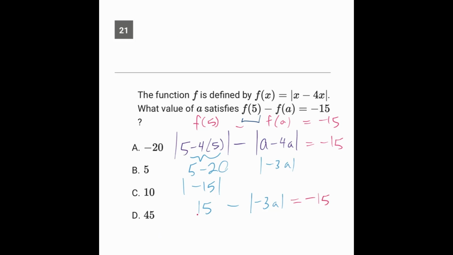And one thing we can do now is take away 15 from both sides to get this part out of here. So right now we have negative absolute value of negative 3a equals negative 30. And in this situation, we have a negative outside of both sides. So we can get rid of that by just multiplying both sides by negative 1. And that's going to give us, I'm going to go ahead and write at the top of the screen, this absolute value equals positive 30.